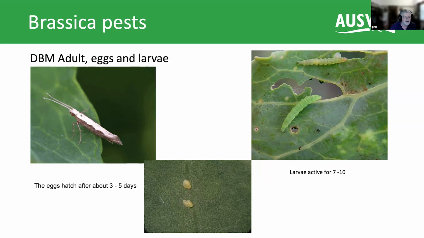The adult is a very small moth that, as you get to recognize them, you'll notice them as you disturb them walking through a crop. But they're very quick and they tend to hide out underneath the leaves. So it's worth being able to know what to look for.